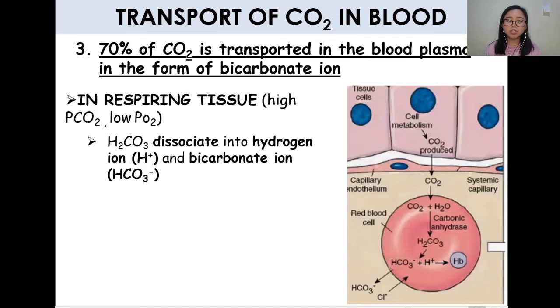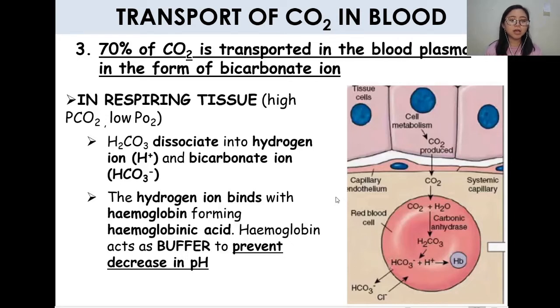This carbonic acid, H2CO3, will dissociate into hydrogen ion, H+, and bicarbonate ion, HCO3. So, dia akan berpecah, dia jadi acid. Daripada acid jadi ion. And then this hydrogen ion binds with hemoglobin forming hemoglobinic acid. Hemoglobin will act as a buffer to prevent decrease in pH. Tujuan dia gabung dengan hemoglobin adalah untuk jaga pH darah.